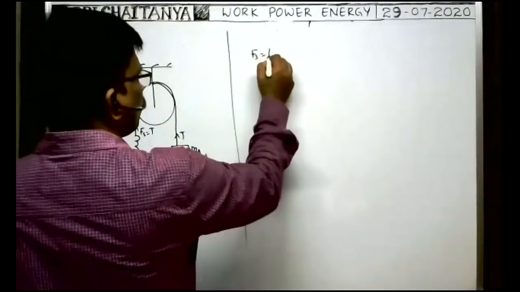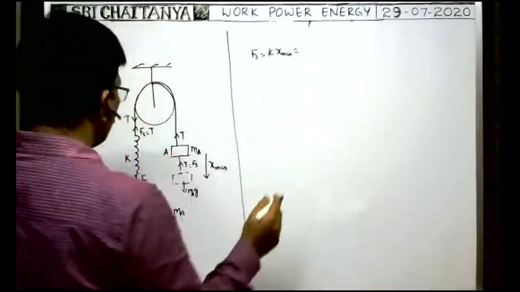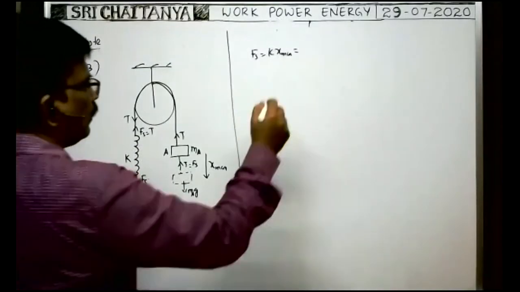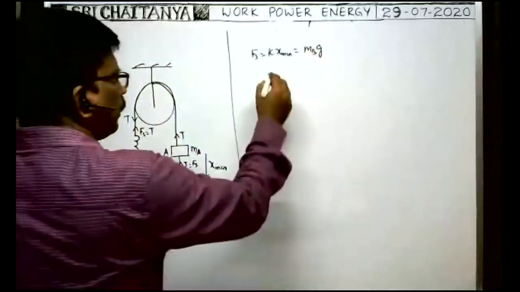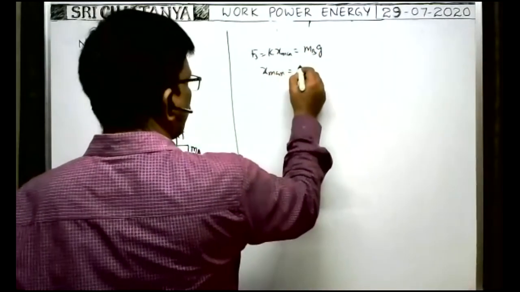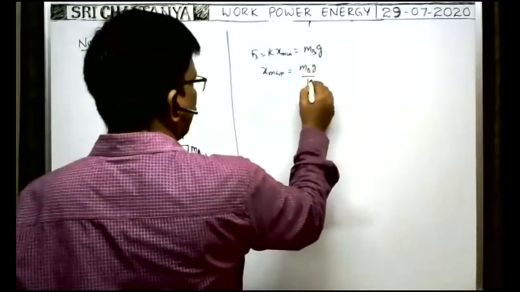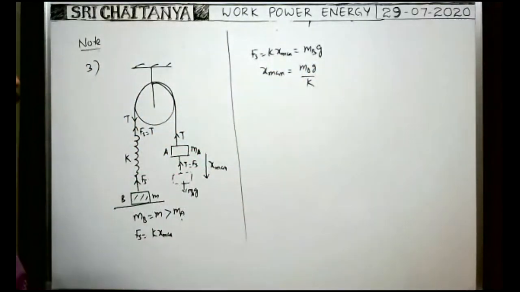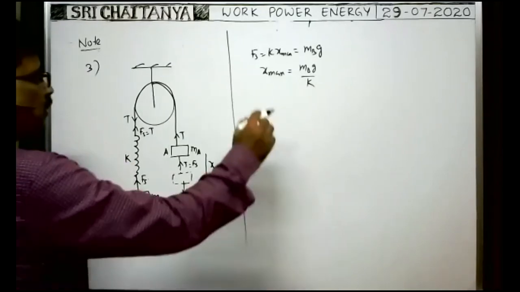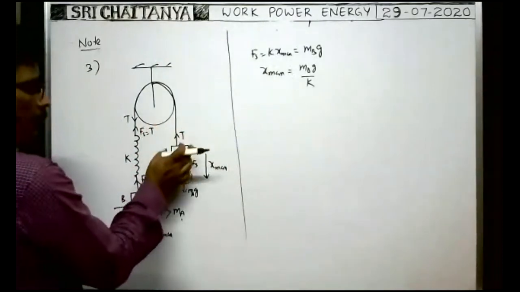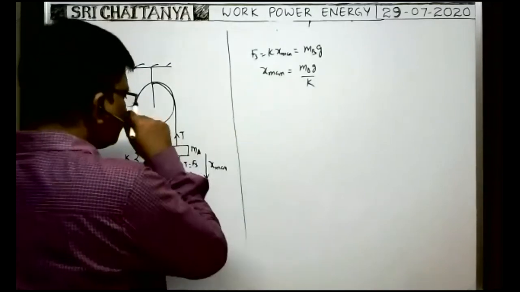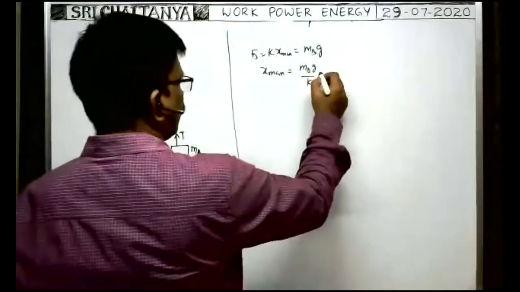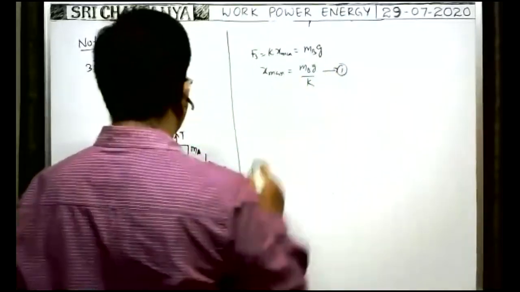Spring force developed is equal to K into X max. That is equal to, as this block is to be lifted, the spring force must be equal to the weight of block B, Mg. From this, the maximum extension of the spring must be equal to Mg by K. So, the spring must be extended by this length when you just release the block. This is equation 1.